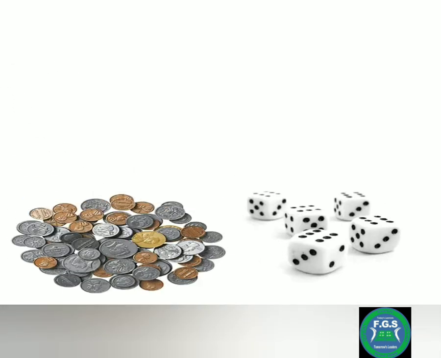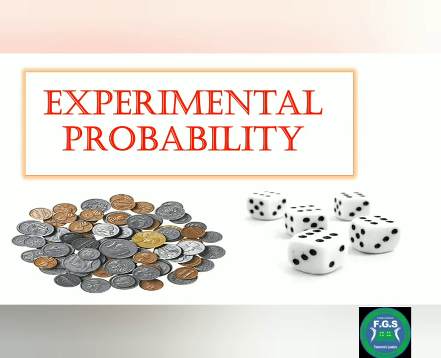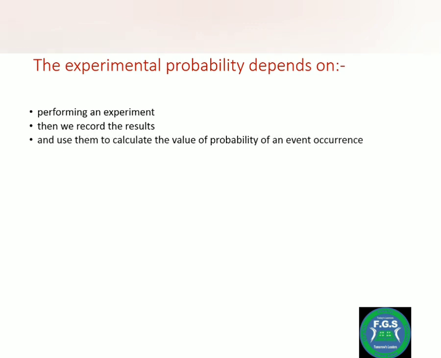Our lesson today is about experimental probability. Experimental probability depends on performing an experiment. Then we record the results and use them to calculate the value of the probability of an event occurring.